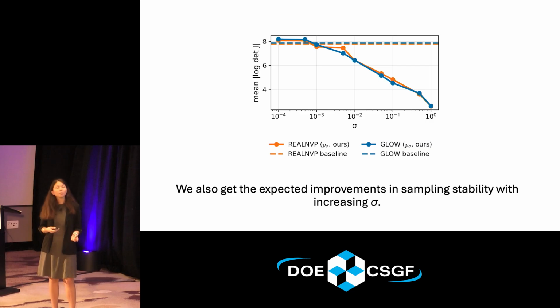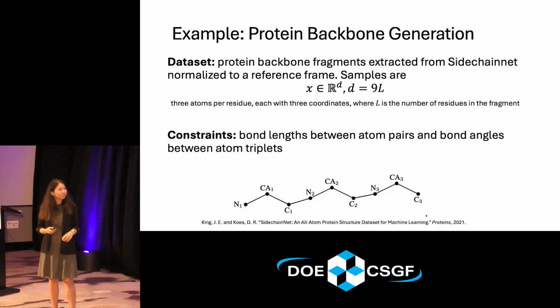And if we use the magnitude of the log determinants of the Jacobian as a metric for training and sampling stability, we get exactly what we want. So this is the part that we were actually trying to combat, and we see exactly what we want.